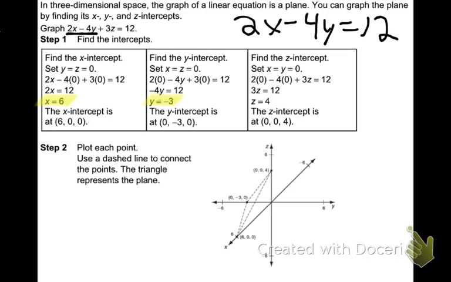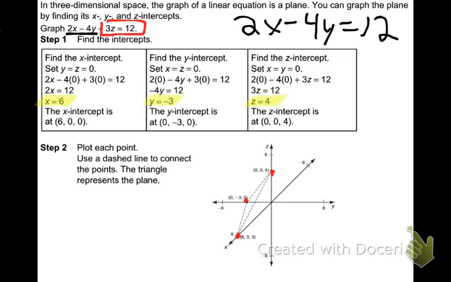The new part today is that we're now going to add the z-intercept. So here is 3z equals 12. What's my z-intercept, Nolan? 4. Nice job, sir. So what I'm going to do is plot the intercepts. So there's 6, -3, and 4. And then I sketch what is my plane.